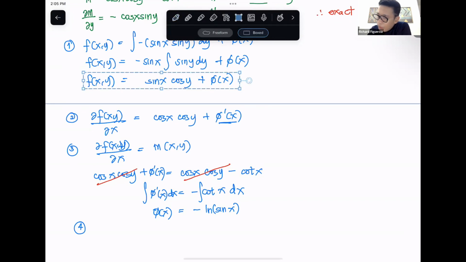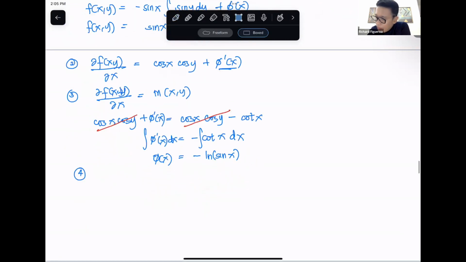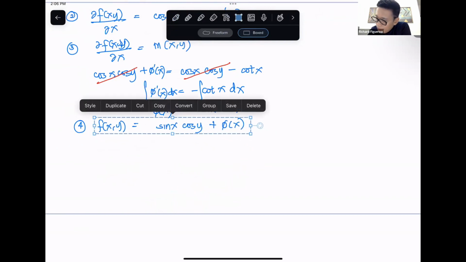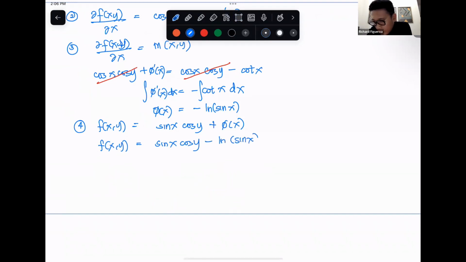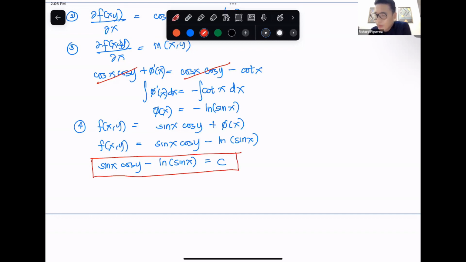So we go back to our first step. We copy it, paste it here, and then substitute. So f of xy then is sine x cosine y minus ln of sine x. Then we equate this one as sine x cosine y minus ln of sine x is equals to c. And that one becomes our final answer. So sine x cosine y minus ln sine x is equal to c.